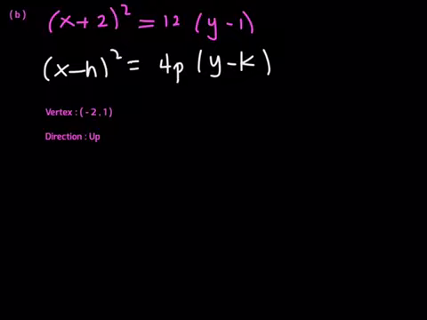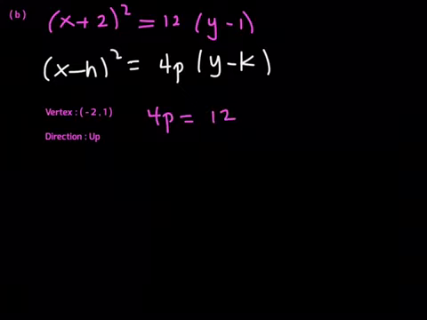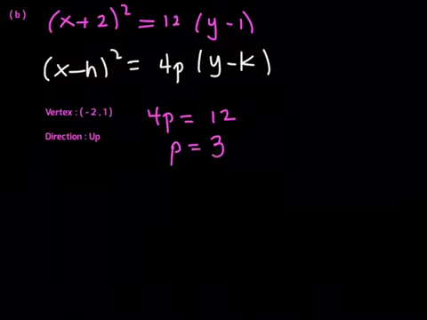Okay, everybody. Now that we have our vertex and our direction, let us find p. Now, 4p right here is represented by 12, right, everybody? I'm equating this coefficient, 4p, to 12, all right? So you can divide both sides by 4 to get that p is equal to positive 3, okay? All right, now that p is going to give me a lot of information, okay?